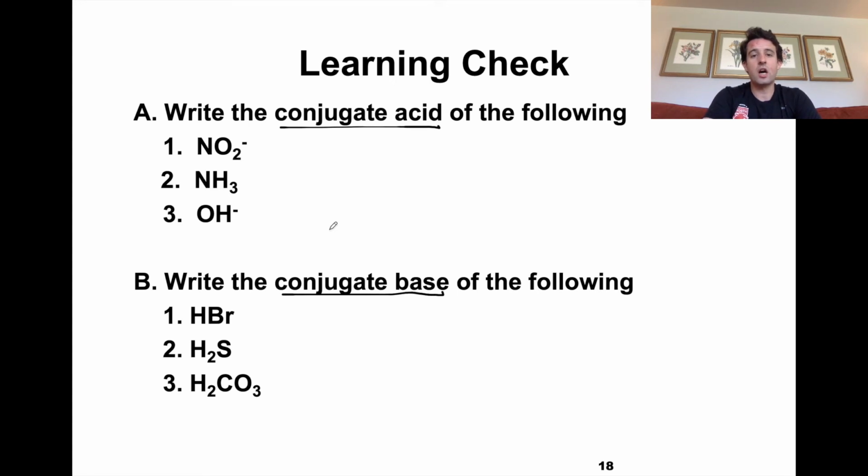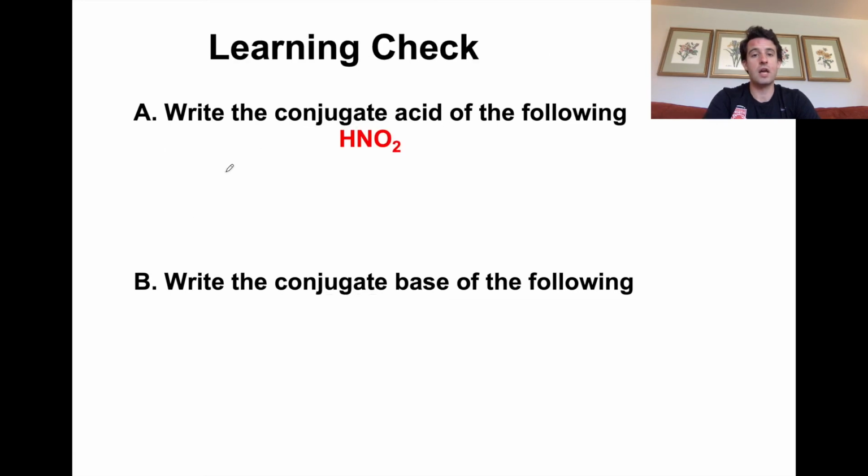Okay, so we're writing a conjugate acid here for A, 1, 2, and 3. So what this is going to mean here is that these 3 chemicals are all bases. So we're going to have to write something that is more acidic. The only way to make something more acidic is to add one H to it. So NO2 1 minus becomes HNO2.